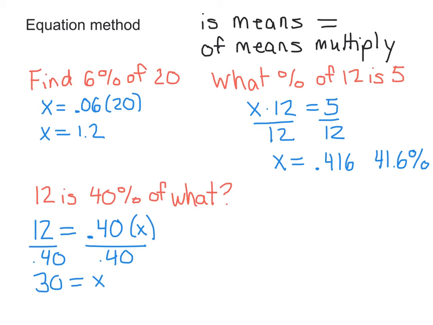So with the equation method, you have to move the decimal. If there is a percent given in the problem, you're moving it at the beginning. If you're finding the percent, you're moving it at the end. With the proportion method, you don't have to move the decimal.